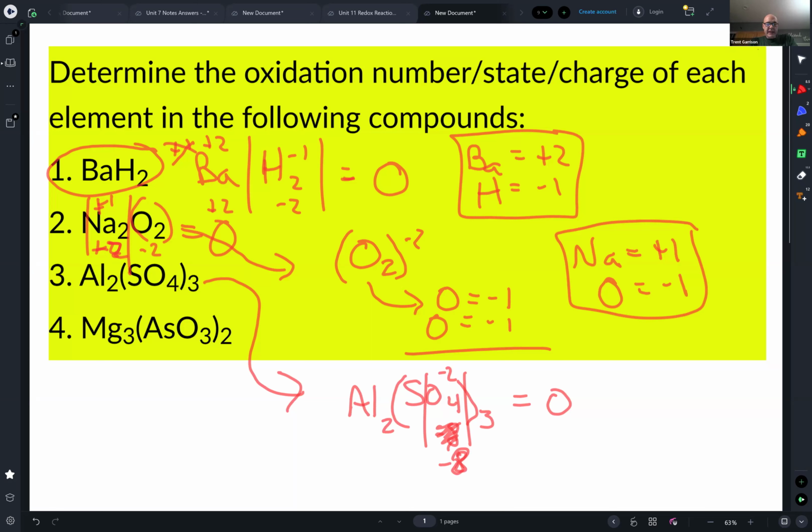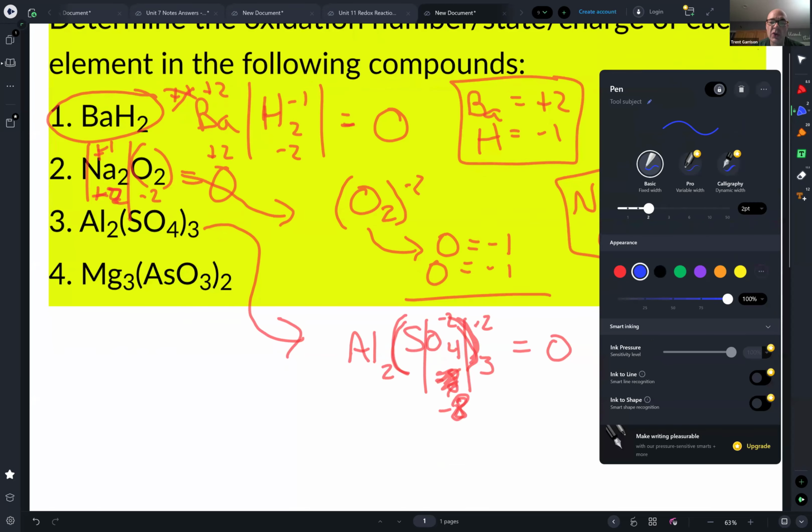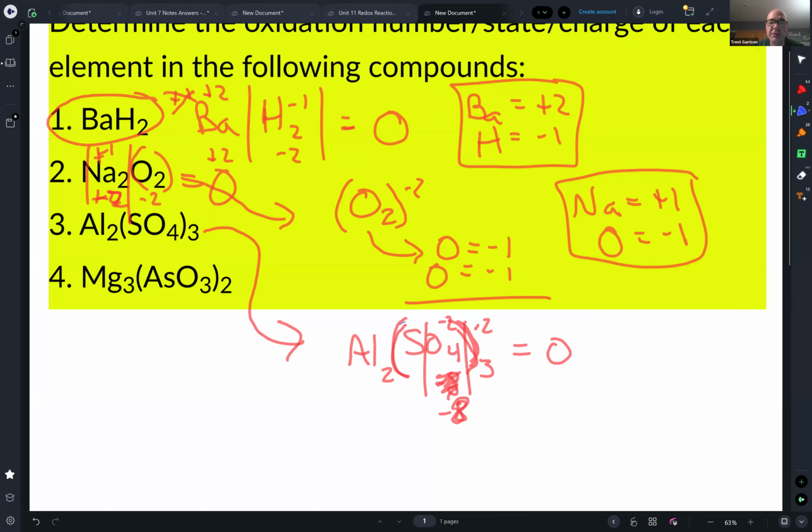Then what that means for this sulfate is that it has a charge of -2. All of this has a charge total of -2. This all together has a charge of -2, all of the sulfate. So what that now means is that we have to go and calculate.